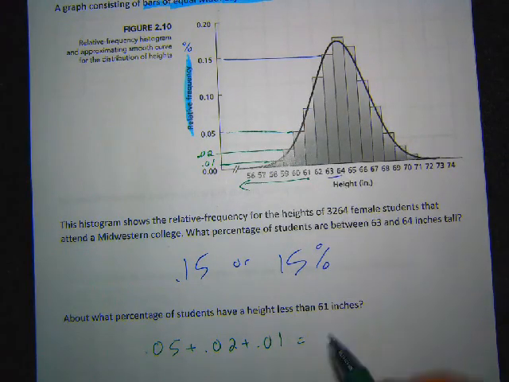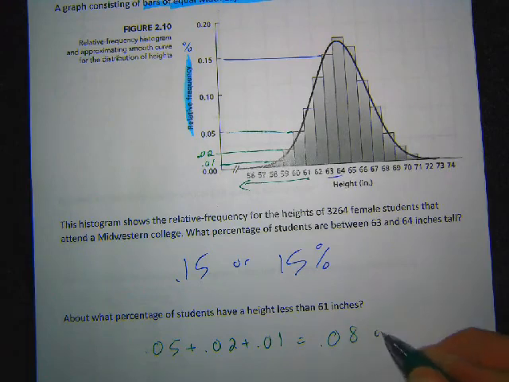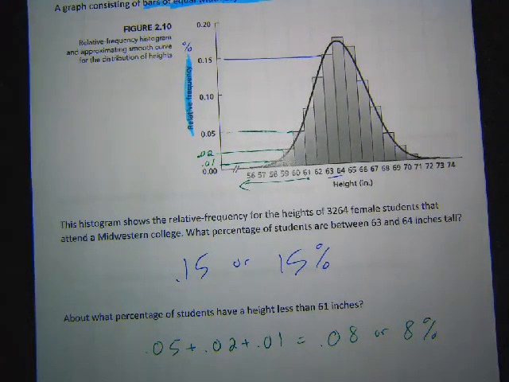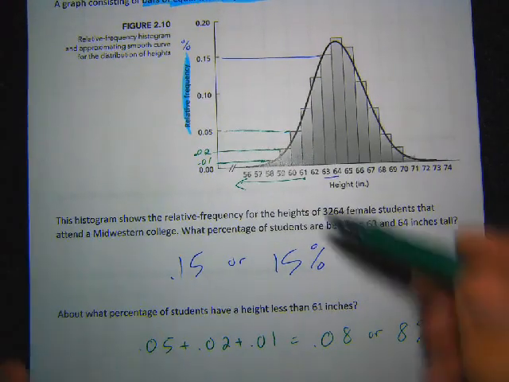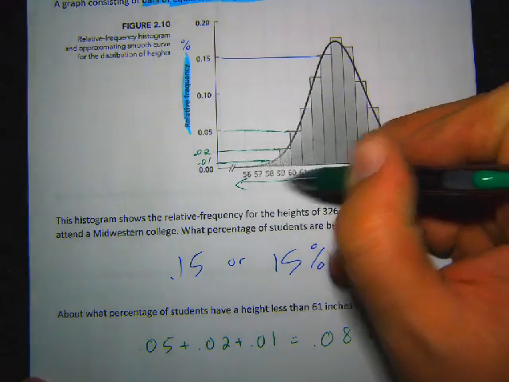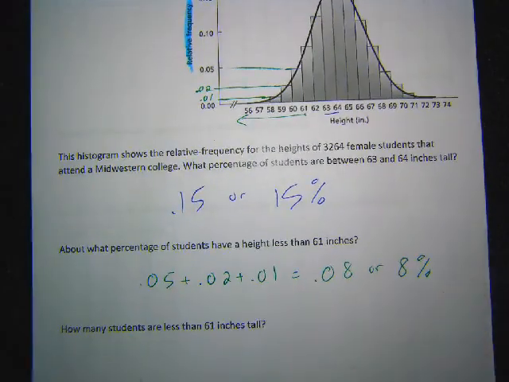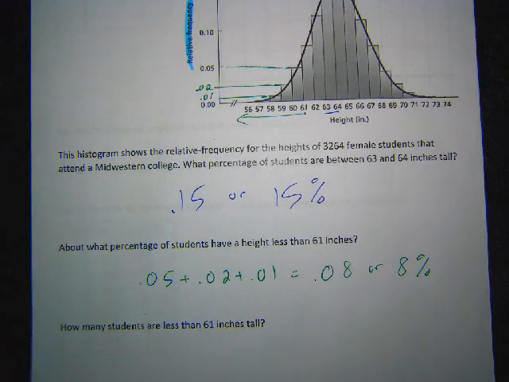This looks like it might be about 0.08 or 8%. So that would be just that combined value. We're looking at that whole range from here over. Next question asks, how many students are less than 61 inches tall?